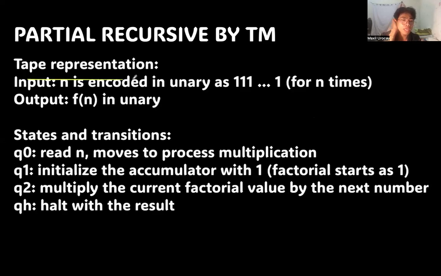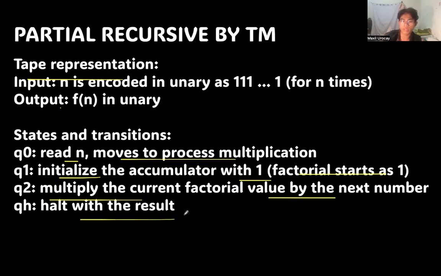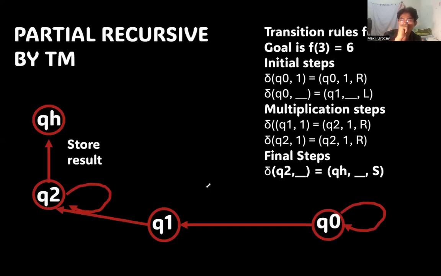For the tape, we have the input, n encoded in unary as 1s repeated n times, and the output of f of n in unary. For the states and transition, we read n, then we move to process multiplication, and we initialize the accumulator with 1. Factorial starts as 1, then multiply the current factorial value by the next number, and then halt with the result. So let's try to figure it out. Our goal is f of 3, which is equal to 6. In that procedure, we will follow these steps.